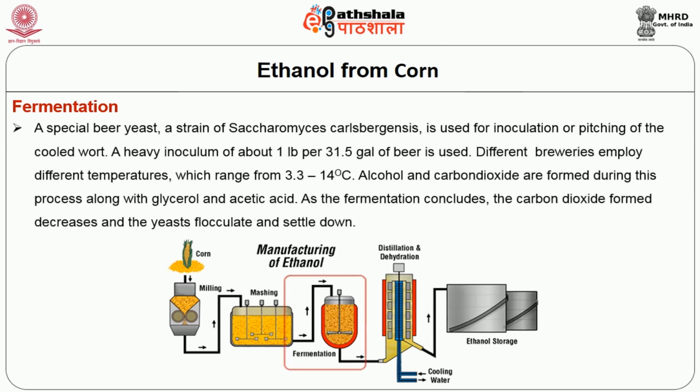Fermentation, where a special beer yeast, a strain of Saccharomyces carlsbergensis, is used for inoculation or pitching of the cooled wort. A heavy inoculum of about 1 lb per 31.5 gal of beer is used. Different breweries employ different temperatures, which range from 3.3 to 14 degrees centigrade. Alcohol and carbon dioxide are formed during this process along with glycerol and acetic acid. As the fermentation concludes, the carbon dioxide formed decreases and the yeast flocculate and settle down.